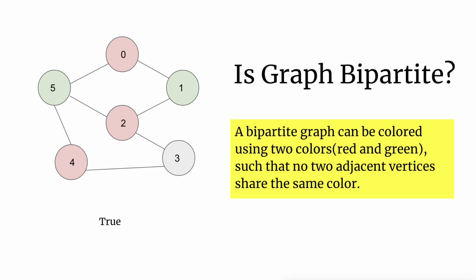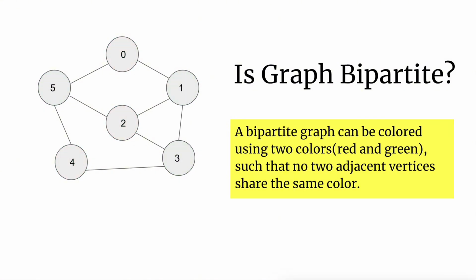Node 2's neighbors, node 1 and node 5, are already colored, so node 3 gets green. All nodes are colored without breaking the rule. No adjacent vertices share the same color. This confirms that this graph is indeed a bipartite graph. Let's do another quick test.